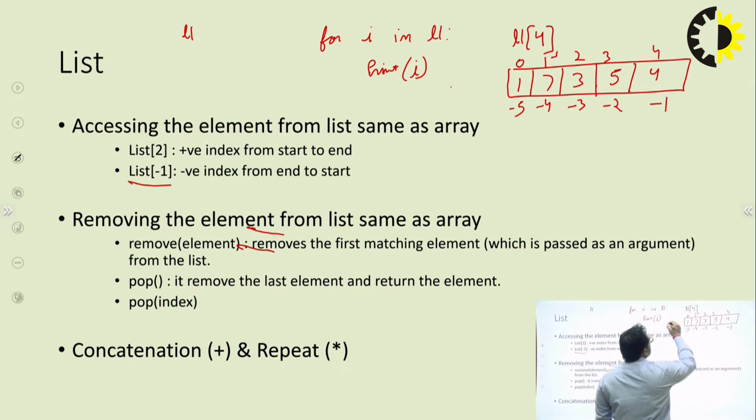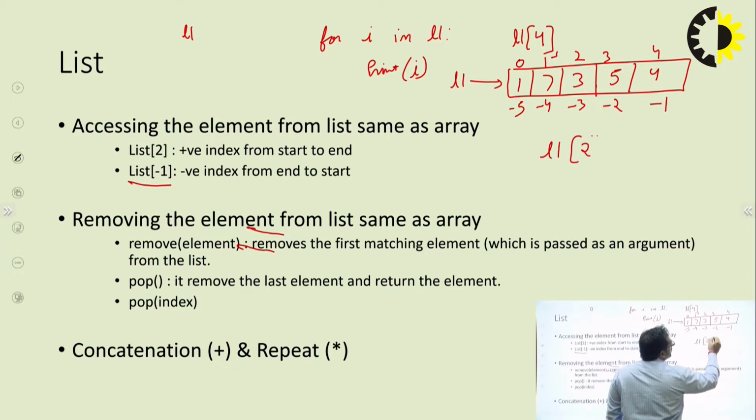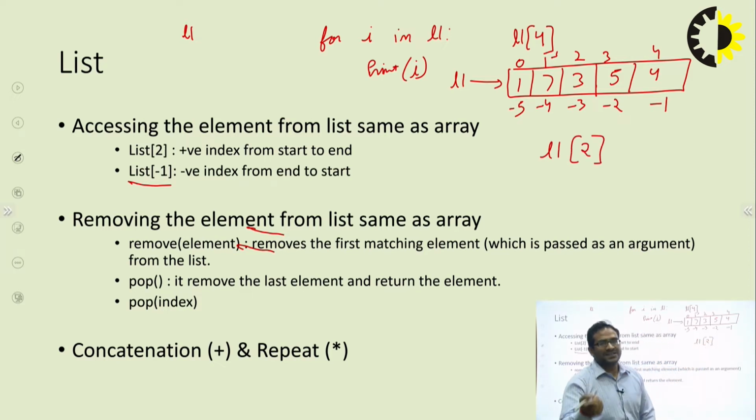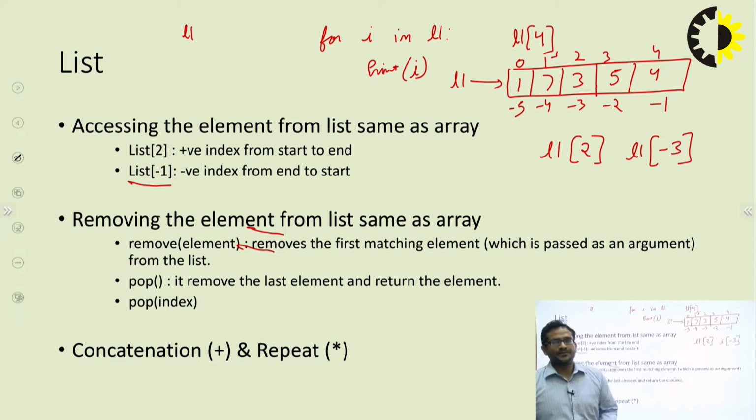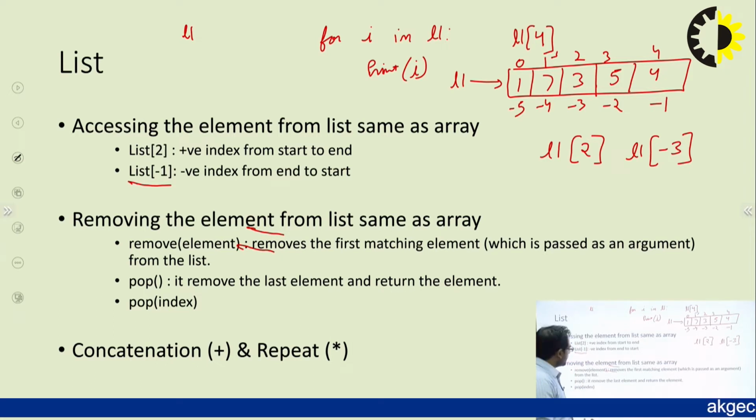So in the positive way, this is the list, suppose L1. If you want to access through the positive value, L1[2] is printing a 3. And if you want to access by using negative indexing, L1[-3] is printing 3. Got it? So these are the two ways you can access the element from the list, same as an array: either by using a loop, or by using particular indexing values. Okay. The third point is removing the element from the list, just like the array.